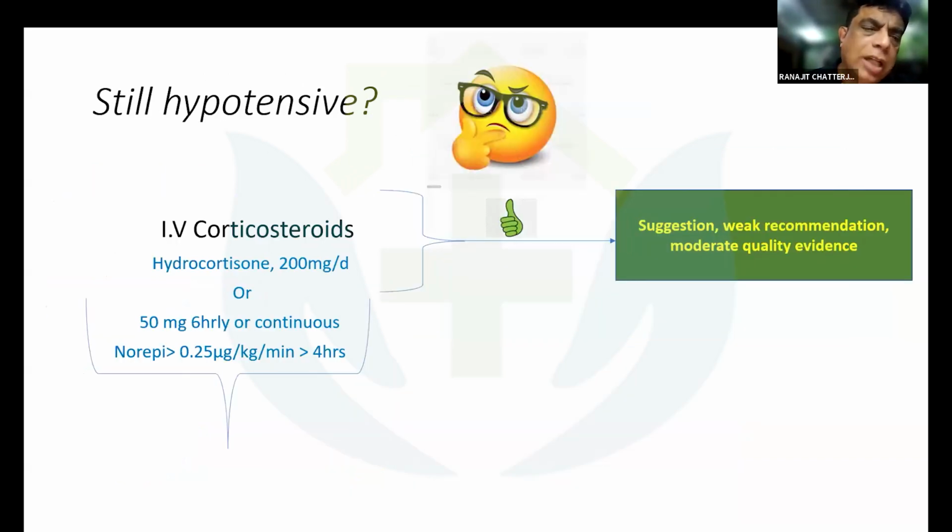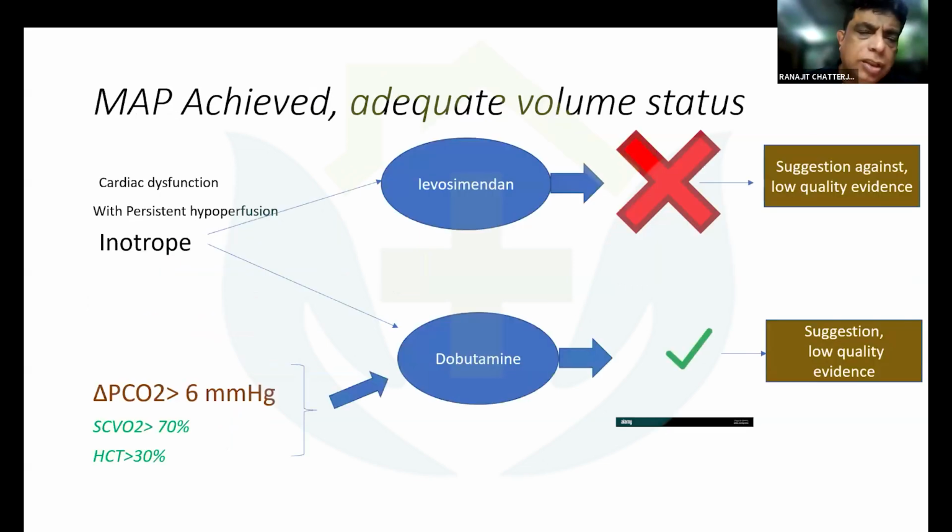You start steroids. So start steroids, either hydrocortisone, either 200 milligram per day or 50 milligram 6 hourly, or a continuous infusion of 10 milligram per hour, but within 4 hours. If that is beyond when you have given noradrenaline for 4 hours and still the blood pressure is not coming up, then you start steroids.